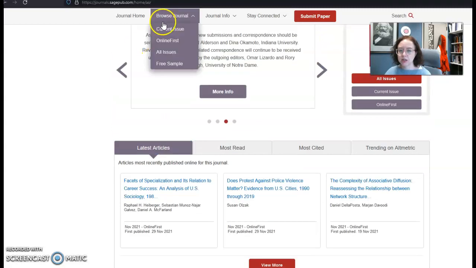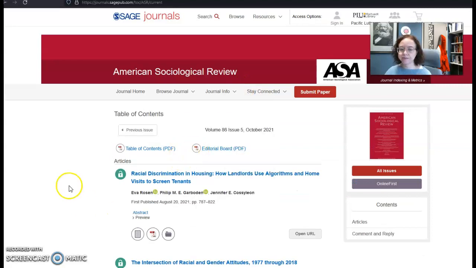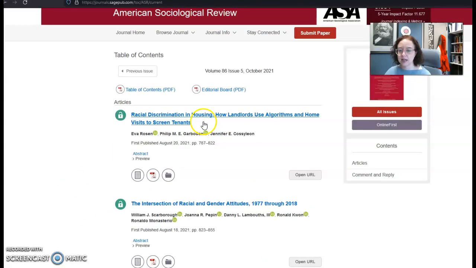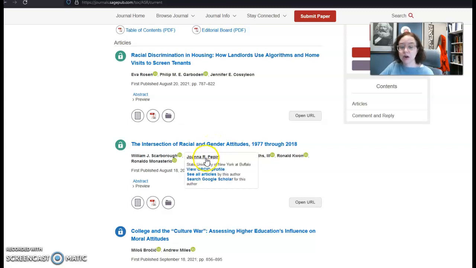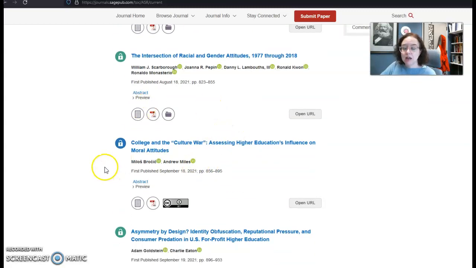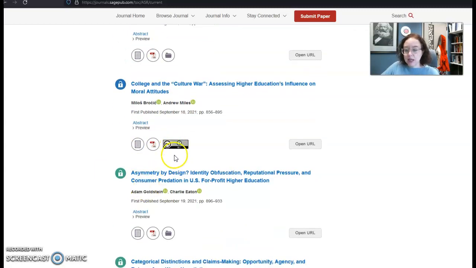You'll probably want to look at the latest, but you can go to the current issue, and then again see: racial discrimination in housing, intersection of racial and gender attitudes. Like, so maybe Maddie, this might be something that would be interesting to your project, right? Maybe, college and the culture war, assessing higher education's influence on moral attitudes. And I will also say that anytime you see this little icon here, they've got a podcast for it, so you can listen rather than read if you want.